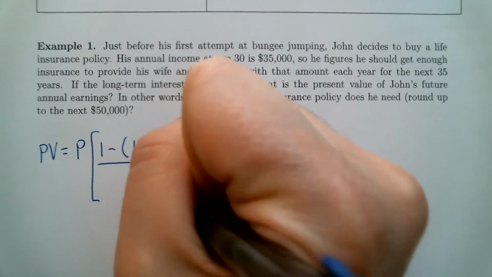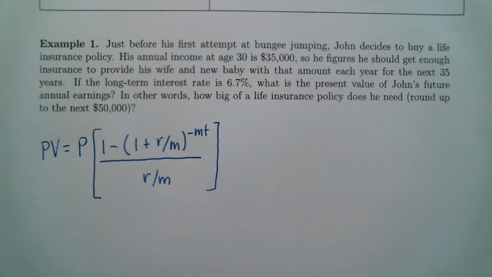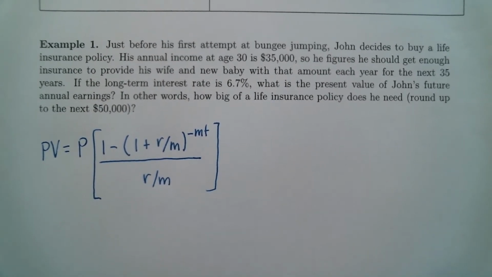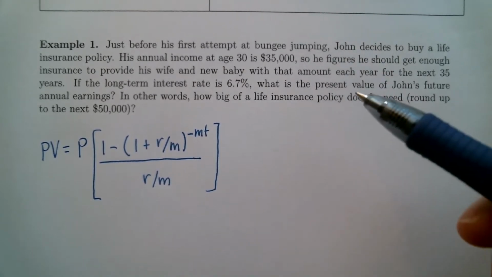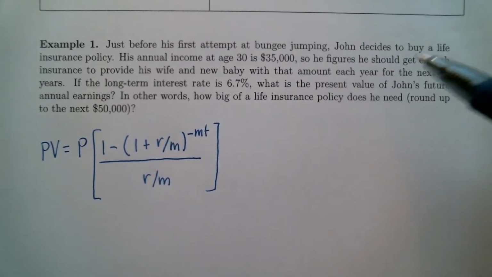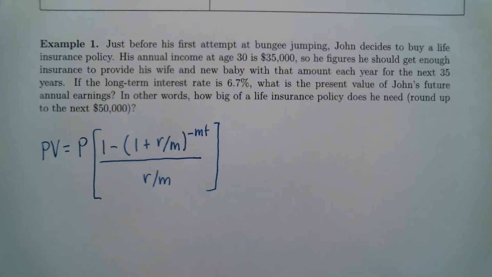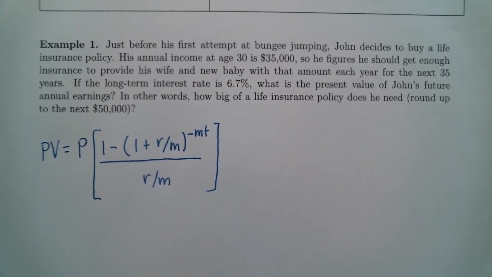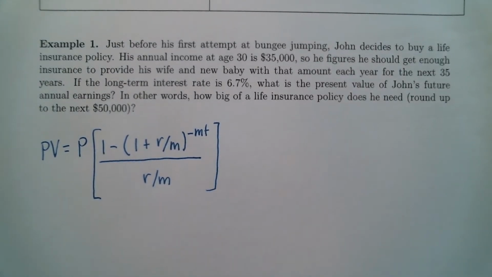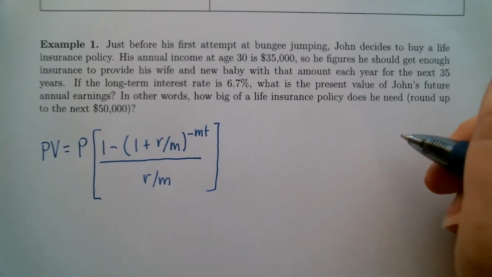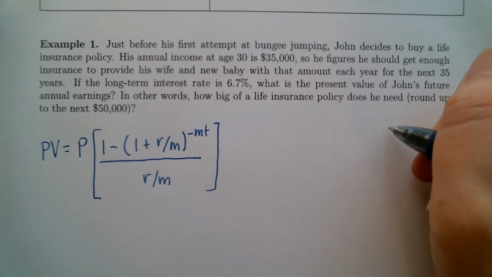All right, so here we go. Let's talk about what we're looking for and what the values of all the other variables are, and then we'll plug in and solve. So if you read the last sentence or two, you're trying to figure out how much life insurance John needs in order to pay out $35,000 every year for 35 years upon his death.